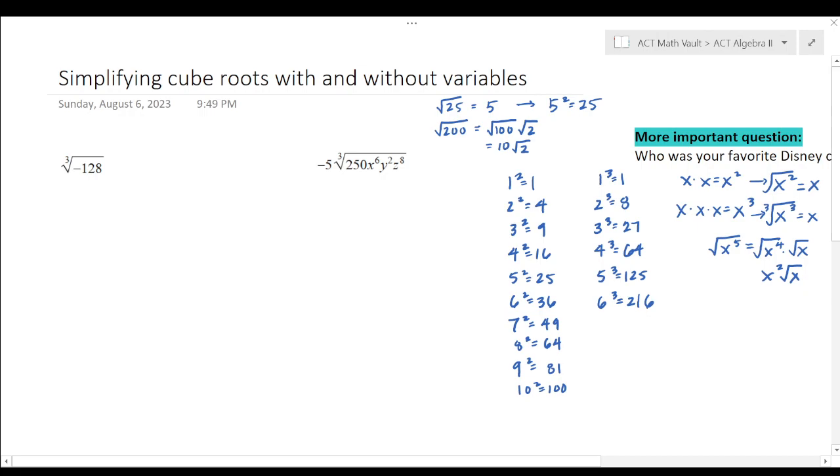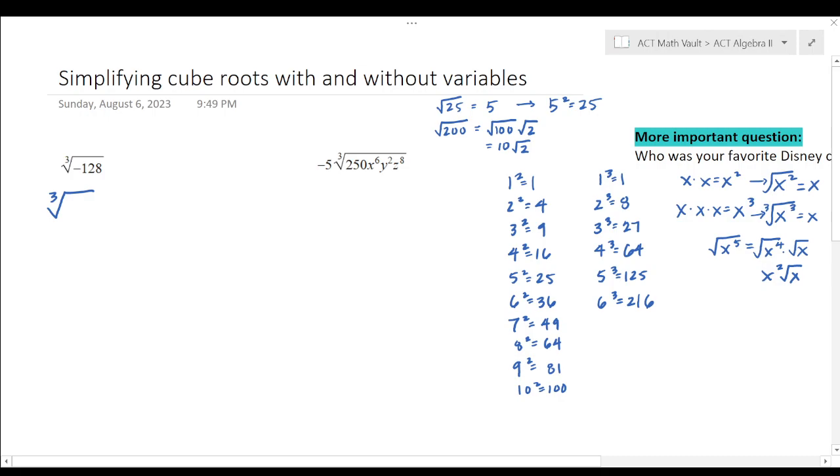Now, the biggest perfect cube that can come out of all these numbers would be the following. I can take out from my little list right here a 64, but the question is, what do we do with this negative?